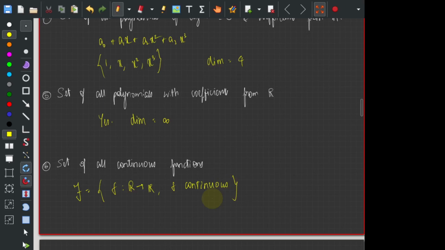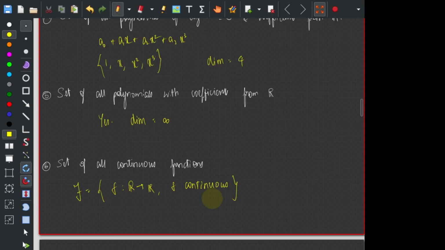Is this a vector space? Yes? Why not? Okay. Yes. Okay, does it satisfy all the 7 properties? First of all, is it closed? Take the sum of 2 continuous functions, it's going to be a continuous function. Take any linear combination of continuous functions, it's going to be a continuous function.